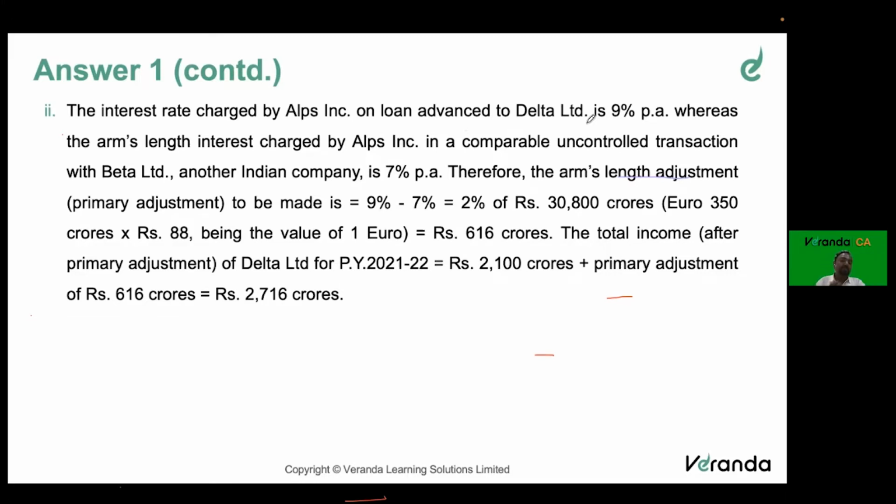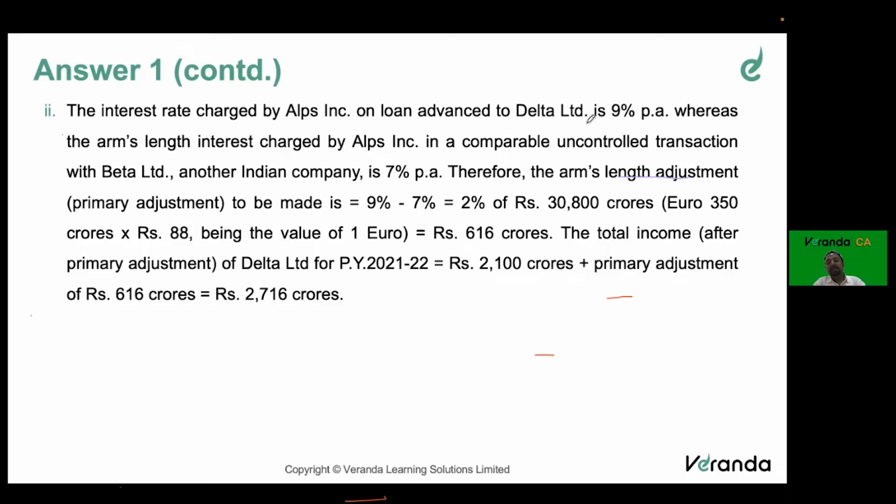There are 6 methods. You have comparable uncontrolled price method, you have cost plus method, you have resale price method, you have profit split method, you have transactional net margin method, and finally other method. Of these 6 methods, you will have to choose one method to determine the arm's length price. So if you actually see in the question, they have given us a comparison.